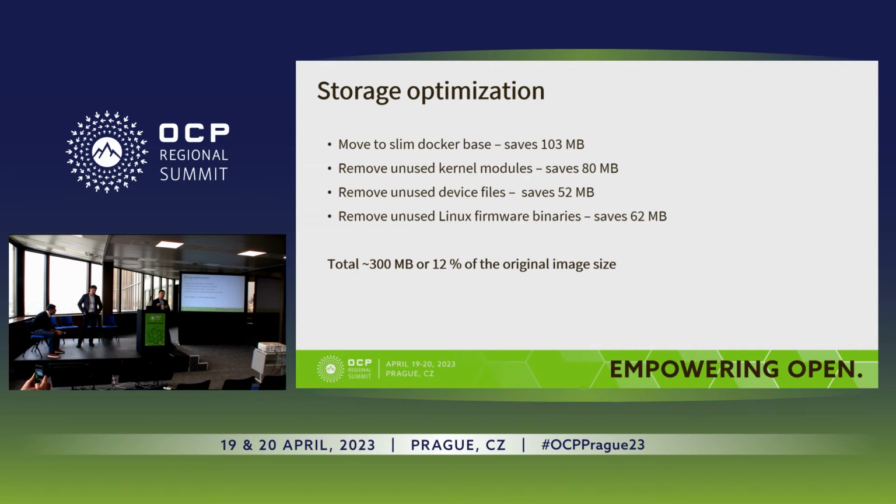But if you want to tailor and squeeze SONiC to a specific box, this is also an area for improvement. This is the generic one, and by doing this, we've saved around 12% of the disk, about 300 megabytes.